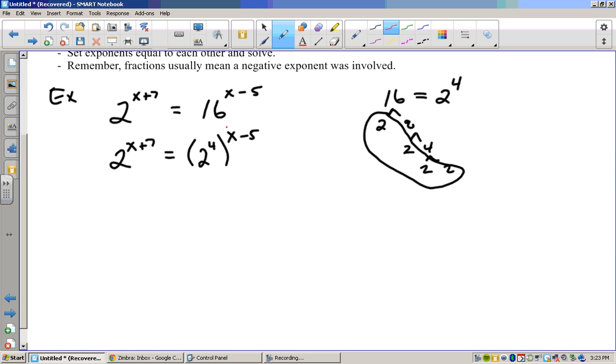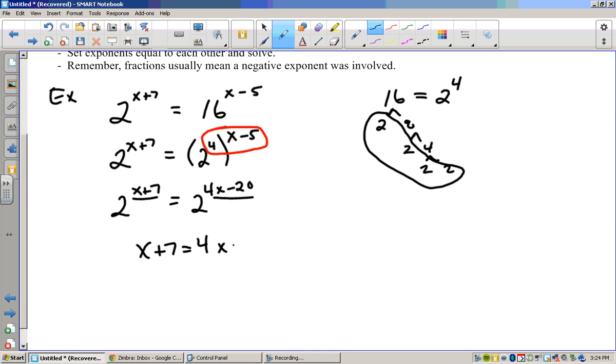Don't forget that when you have a power to a power, we have to multiply. So this really is 2 to the x plus 7 equals 2 to the power of 4x minus 20. 4 times x is 4x, 4 times 5 is 20. Now that my bases are the same, I can take my exponents and write them equal to each other. So I can say x plus 7 equals 4x minus 20. That allows me to do that.